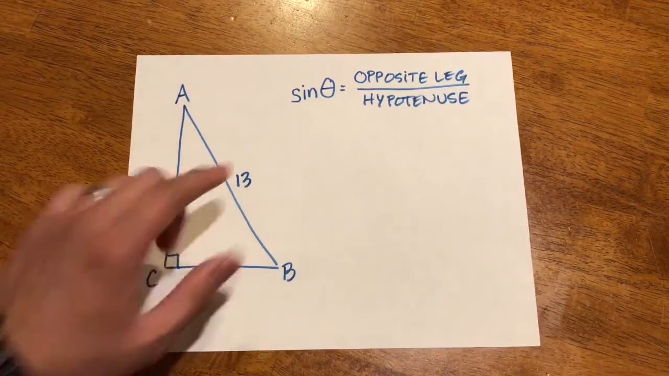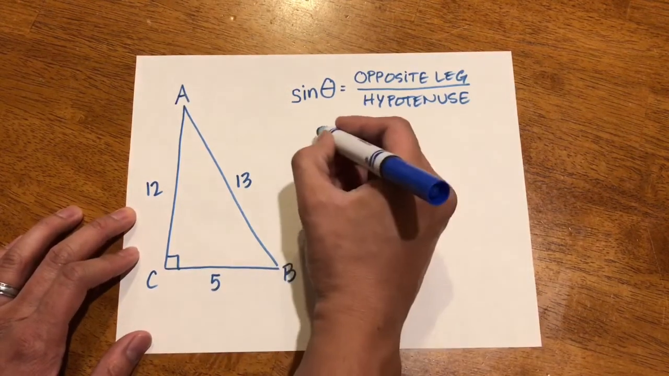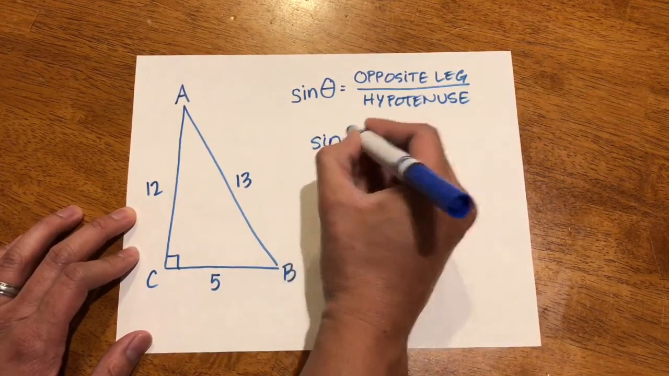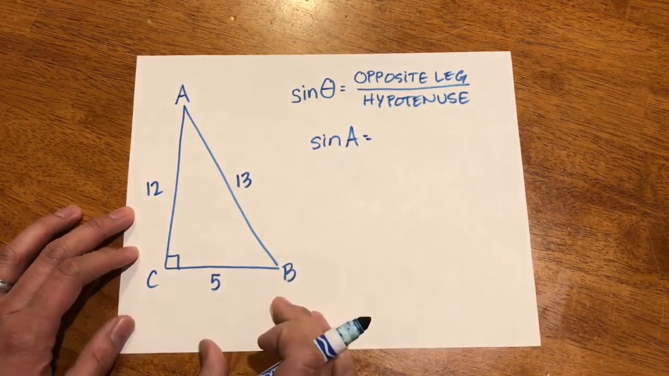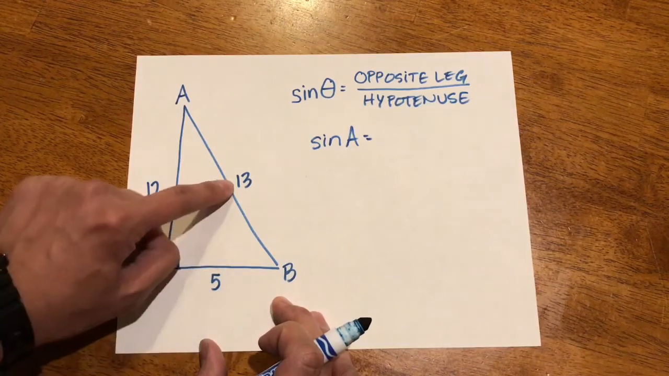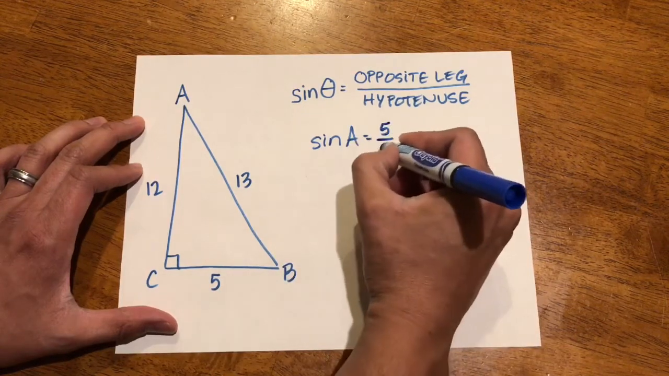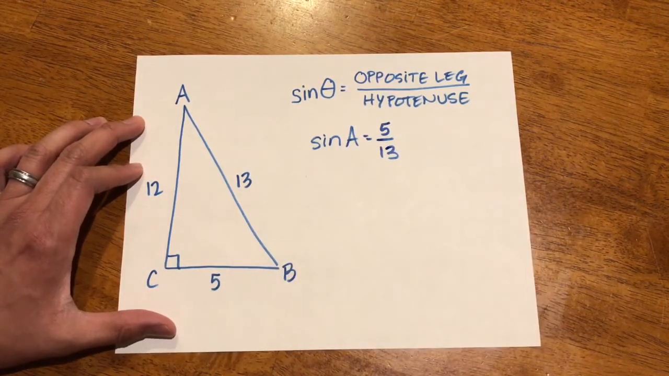Now that we have our measurements, let me teach you a few things about the three basic trig functions. Each acute angle of a right triangle has the following trigonometric ratios. The first one we'll look at is sine. Sine is equal to the opposite leg over the hypotenuse. If we wanted to find sine of angle A, the opposite leg is across, which is 5, and the hypotenuse is 13. And so sine A is equal to 5 over 13.